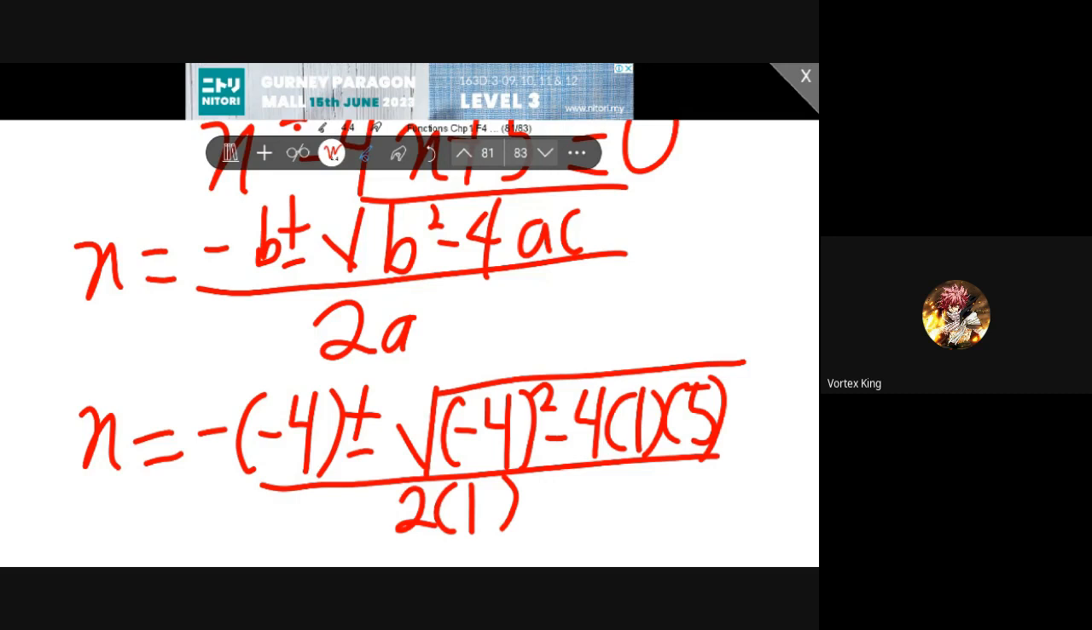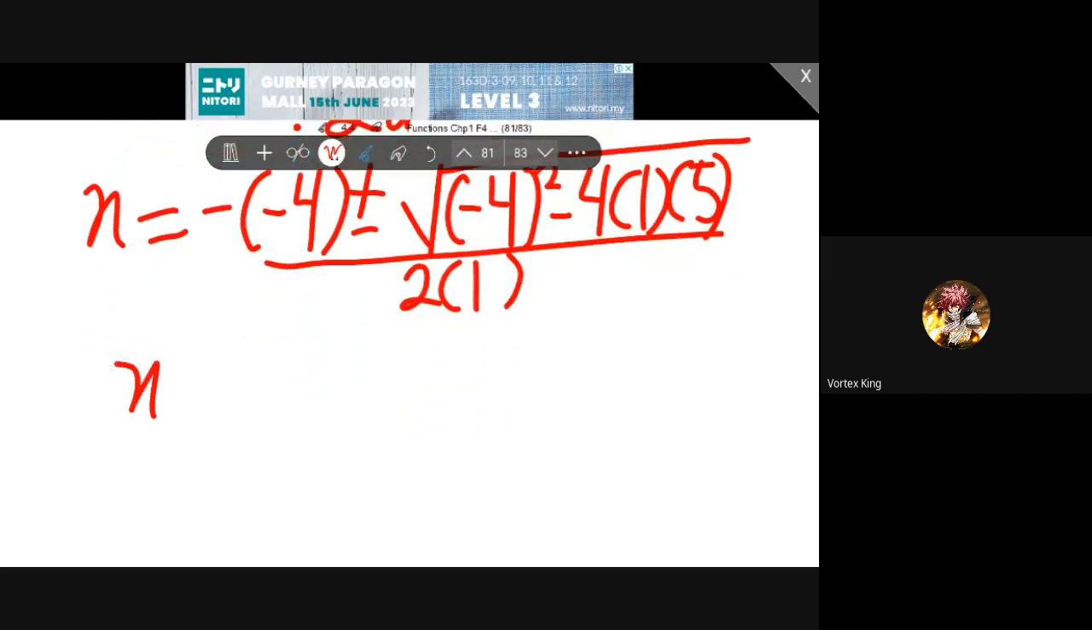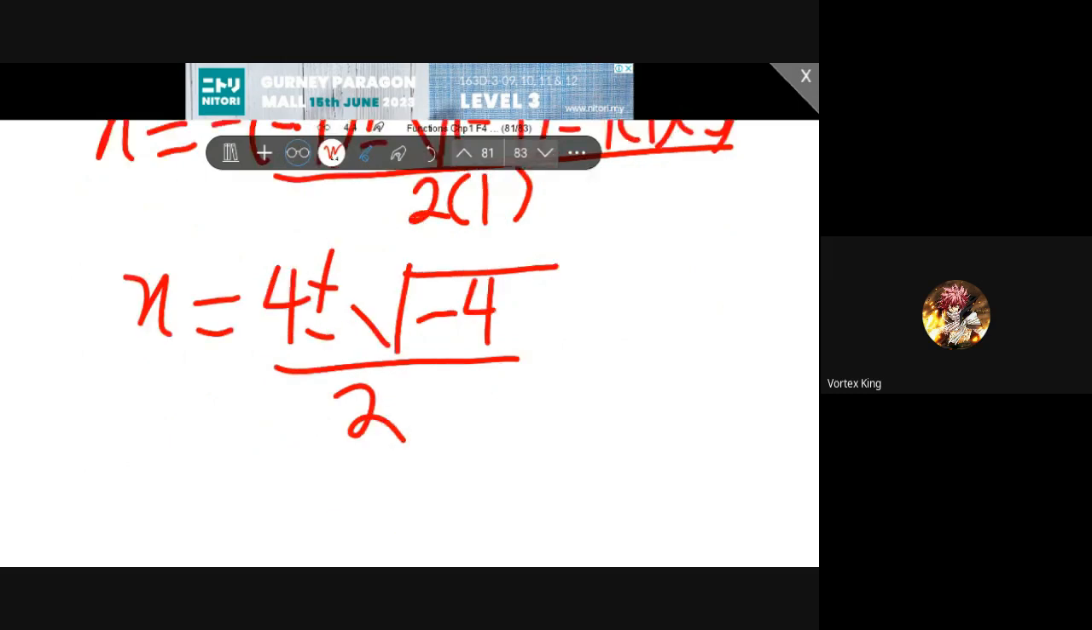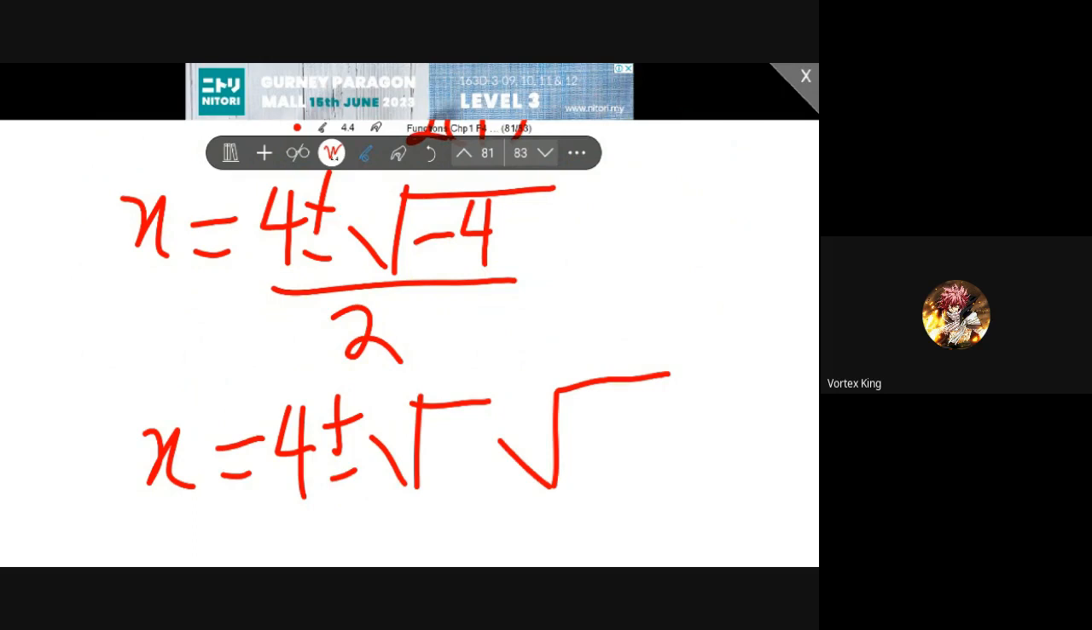Okay, good, very good. So now comes the crucial step for everyone. Step yang paling penting. Okay, so yang negatif jadi positif. Okay, this one just now kita calculate square root negatif 4. Yang ni 2. Okay, sekarang apa kombinasi yang boleh bagi set negatif 4? Very good.